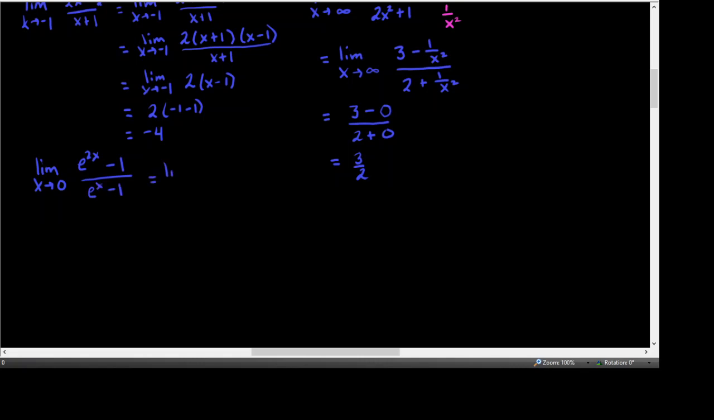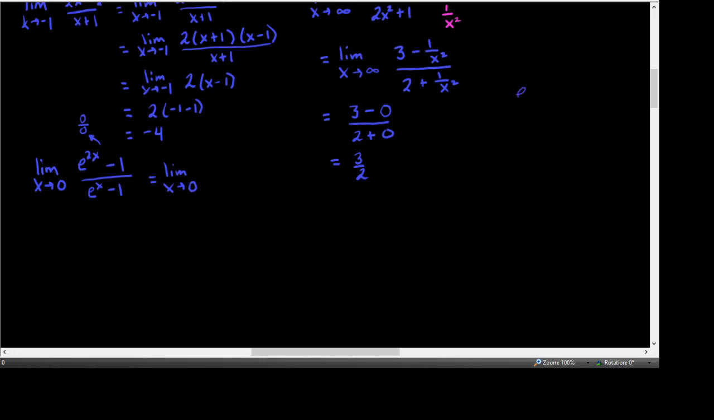And that factors. Oh, I'm sorry, let me say first. If you try substitution, e to the 0 is 1, minus 1 is 0. Over e to the 0 minus 1 is also 0. And so that's indeterminate. So we're looking for a factorization.